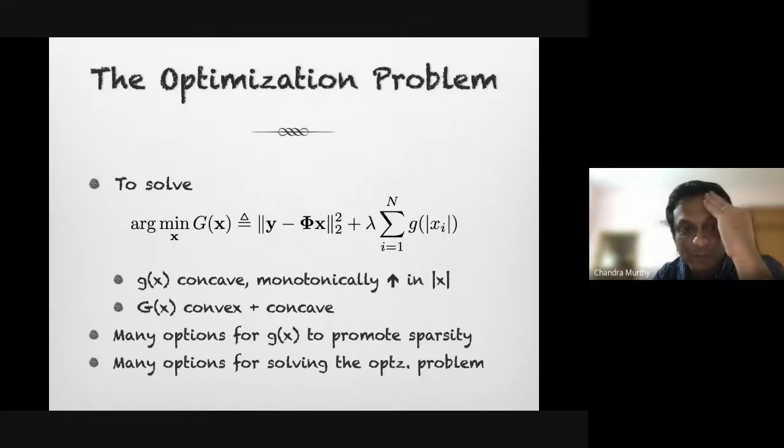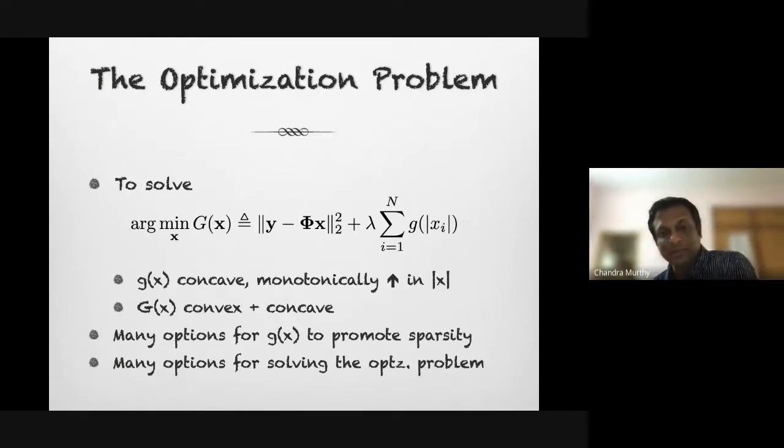So the optimization problem that we need to solve is then to minimize this capital G of x, which is the L2 norm squared of y minus phi x plus some lambda times the summation of g of mod xi. Now we saw that g of x is a concave monotonically increasing function in x. Y minus phi x L2 norm squared is a quadratic function in x. And so the first term is a convex function of x. The second term is a concave function of x. And so overall, this capital G of x is the sum of a convex function plus a concave function. This kind of convex plus concave function minimization is typically not easy to solve.